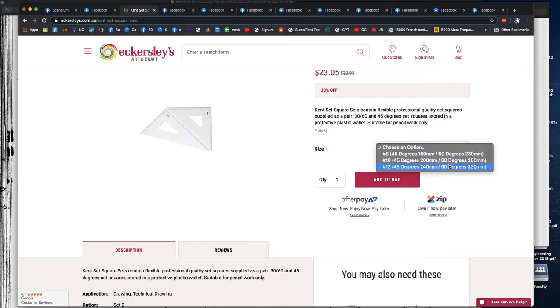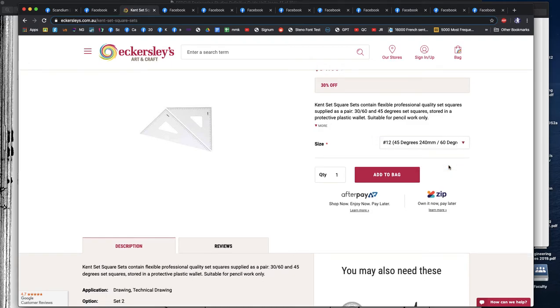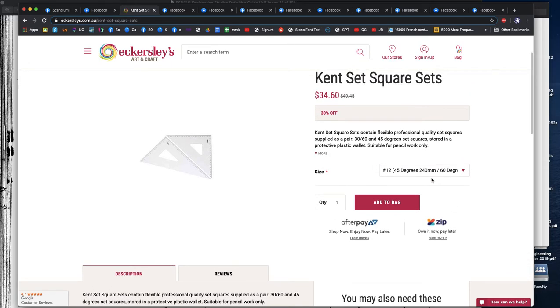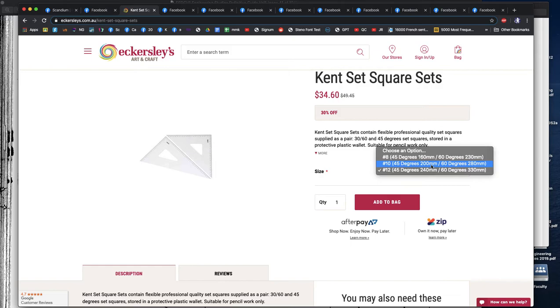If it was me, I would go for the biggest set squares, which means that they're going to be more expensive. That is definitely the case. They increase in cost at each size, but I just find having the biggest set squares means that you can draw across the whole page in one go. So that's what I would recommend.